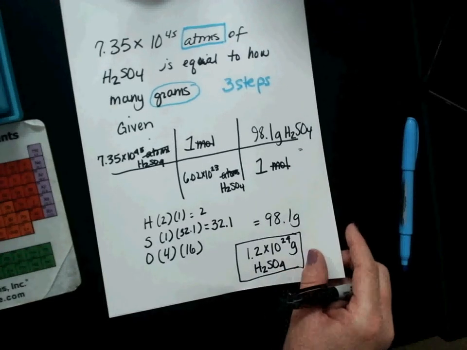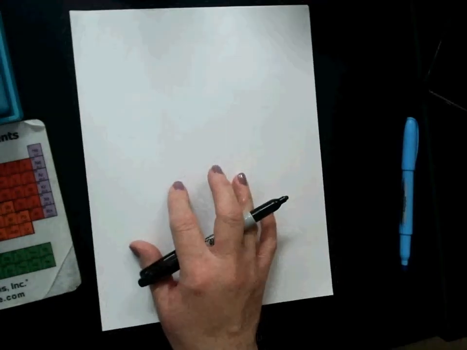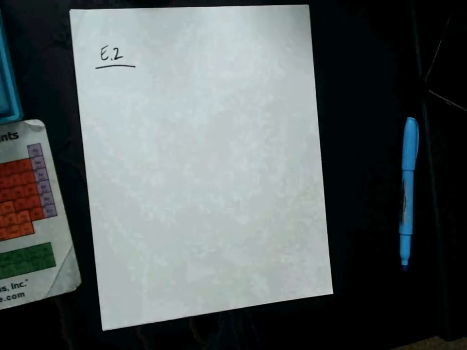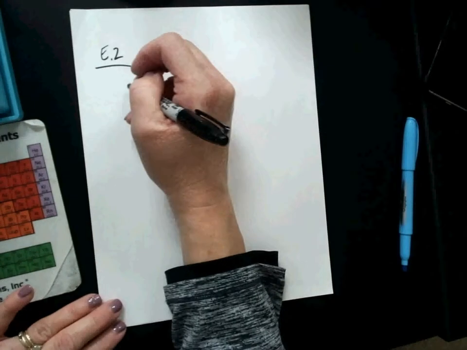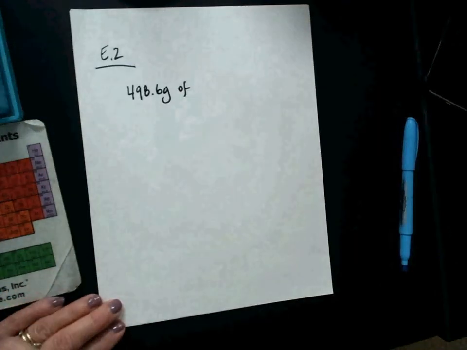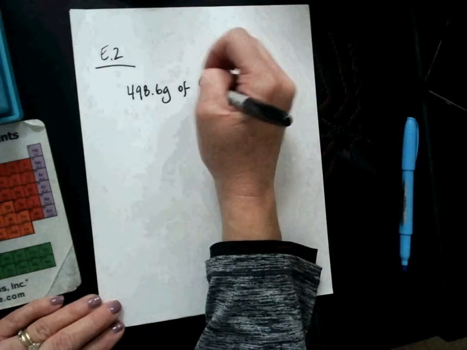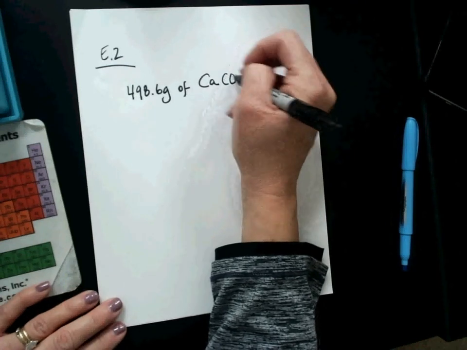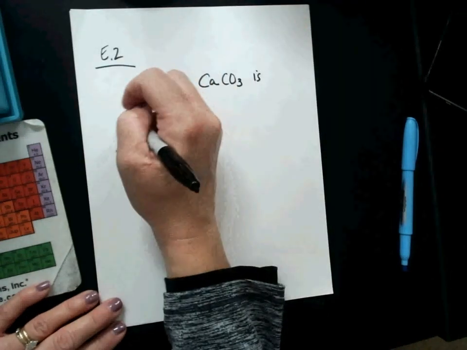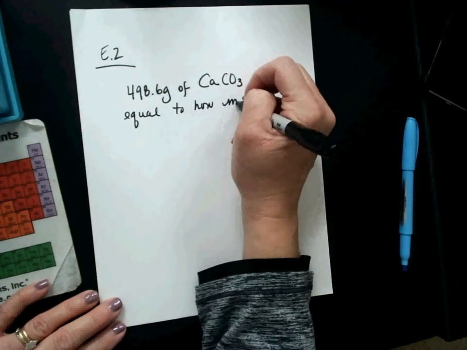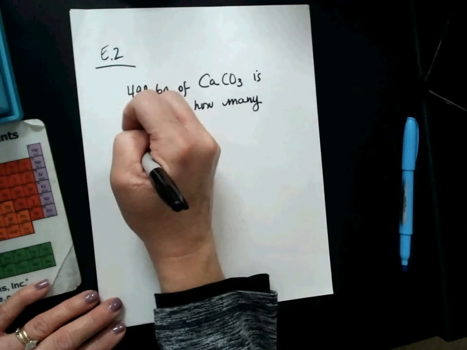You good, Mara? I know you got your calculator later. Okay, so let's look. Okay, so let's do this one. This will be example 2. And we'll have, I'll just make some random number up. 498.6 grams of calcium carbonate is equal to how many particles?